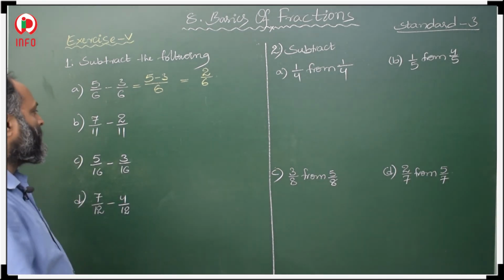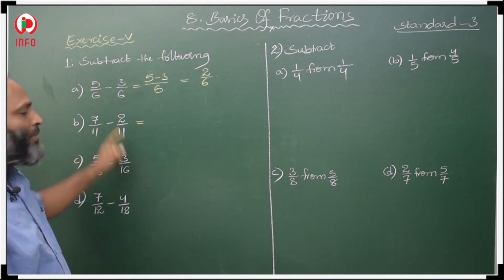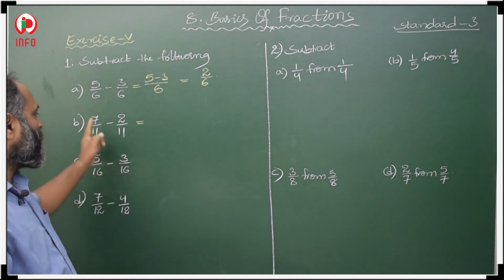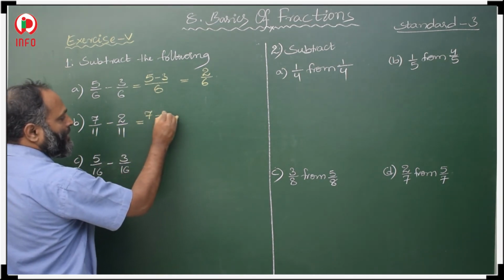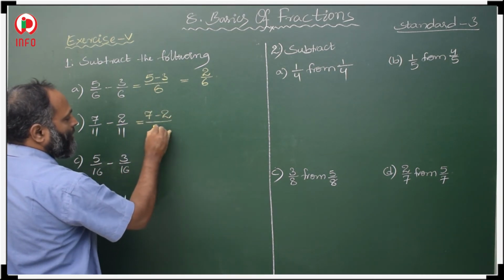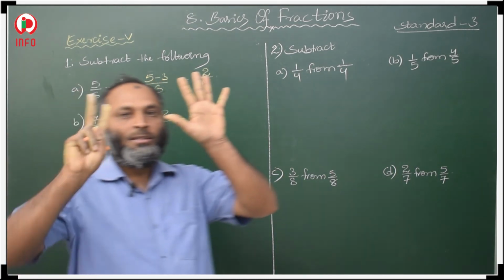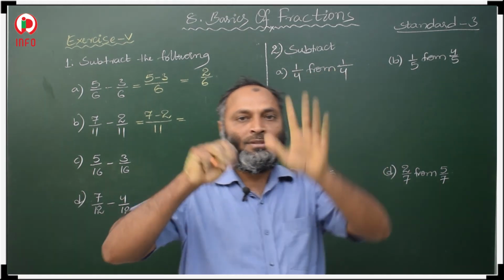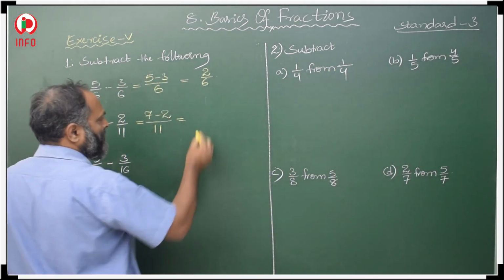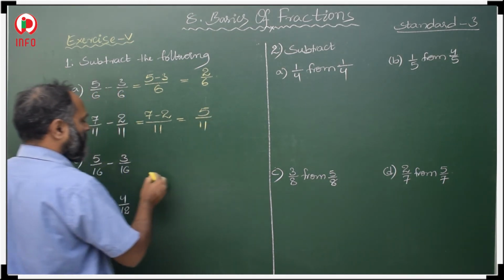The next one, 7 by 11 minus 2 by 11. The difference of the numerators is 7 minus 2, by the common denominator 11. In 7 fingers, if you close 2 fingers, 7 minus 2, then 5 are left. 7 minus 2 is 5, so 5 by 11.